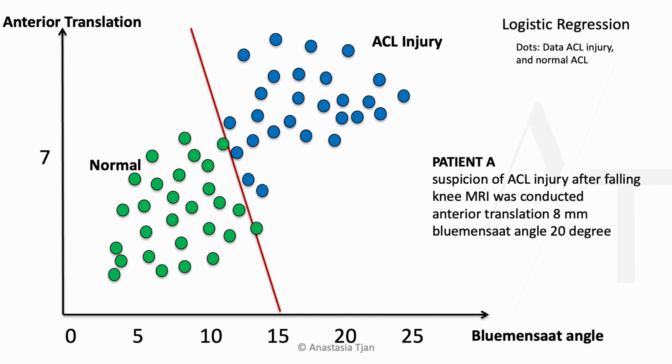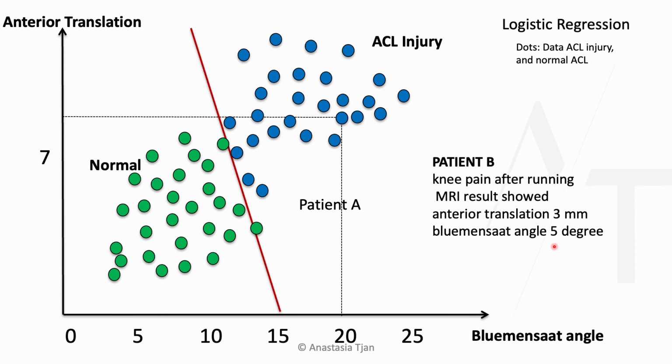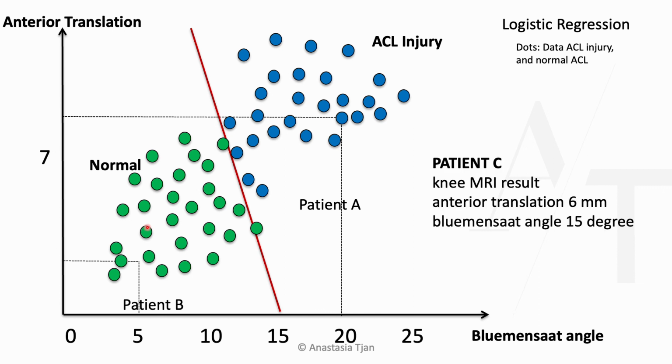For example, patient A with anterior translation 8 mm and Blumensaat angle 20 degrees. If we put each value in the X and Y axis, it falls into the ACL injury class, which is correct. This measurement is in tune with the cutoff for ACL injury. Patient B with anterior translation 3 mm and Blumensaat angle 5 degrees. The intersection falls on the normal side, which is also correct. Patient C with anterior translation 6 mm and Blumensaat angle 15 degrees. The intersection falls on the ACL injury side. However, this does not meet the cutoff measurements for ACL injury.